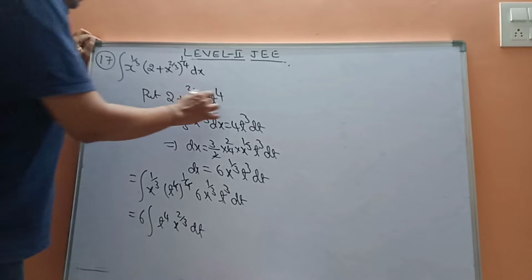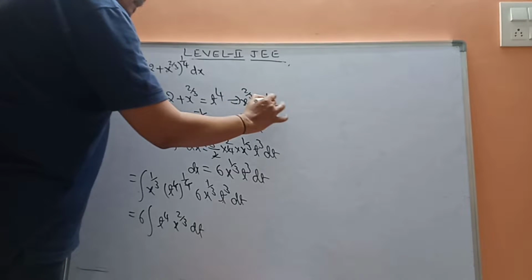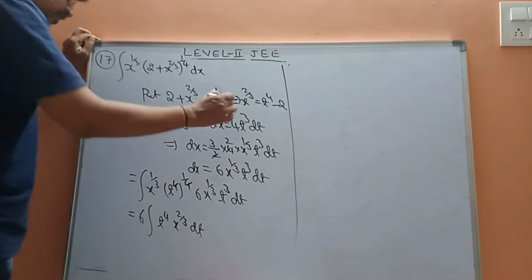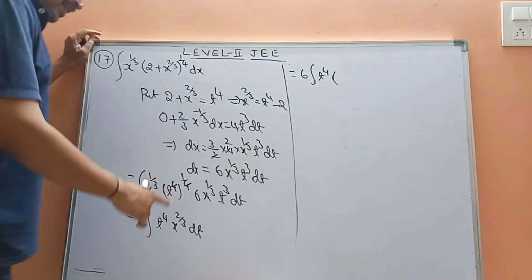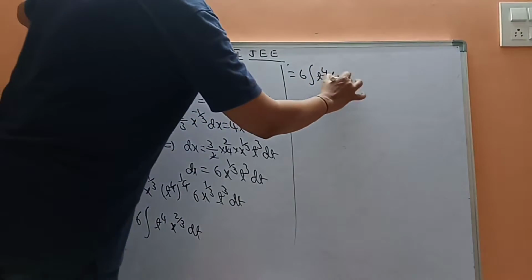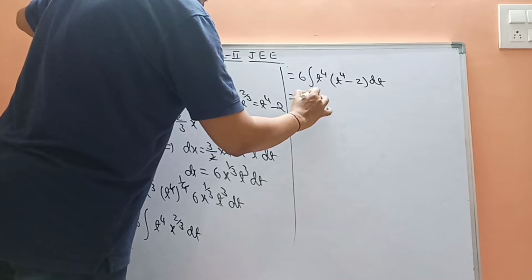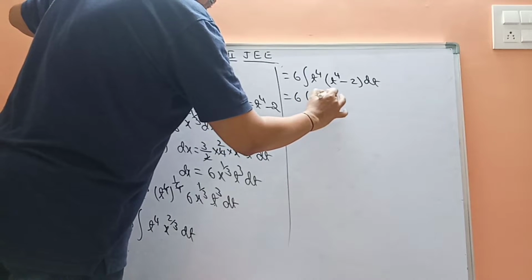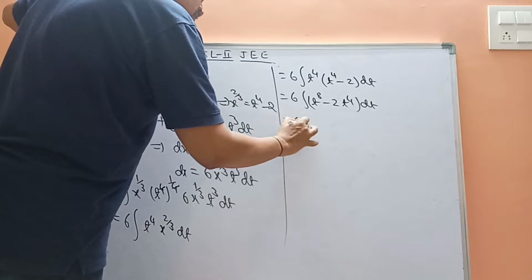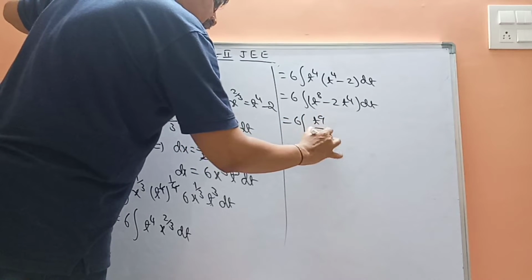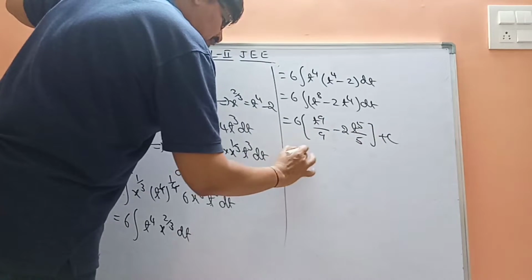According to this, x to the power of 2 by 3 equals t to the power of 4 minus 2. Substituting these values, this equals 6 into t into (t to the power of 4 minus 2) dt, so this is t to the power of 5... Now take the integration: t to the power of 8 minus 2t to the power of 4 dt. Now 6 into t to the power of 9 by 9 minus 2 into t to the power of 5 by 5 plus c.